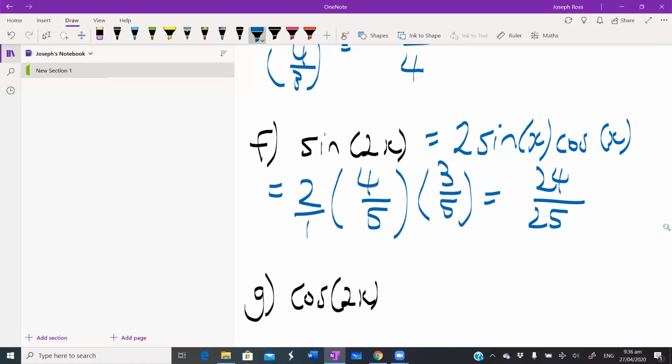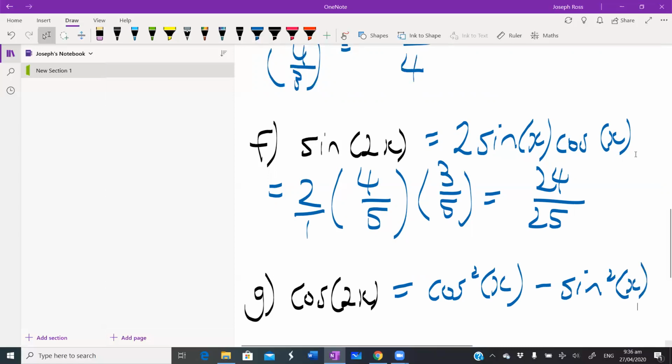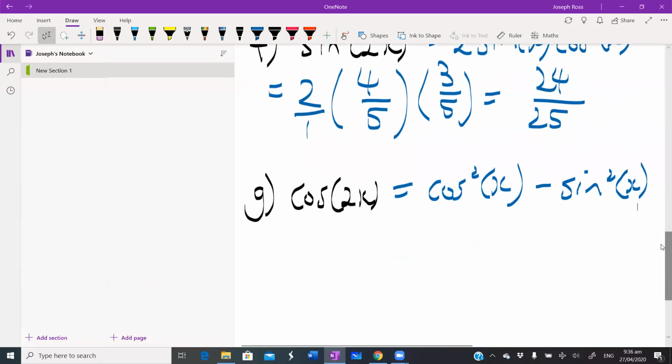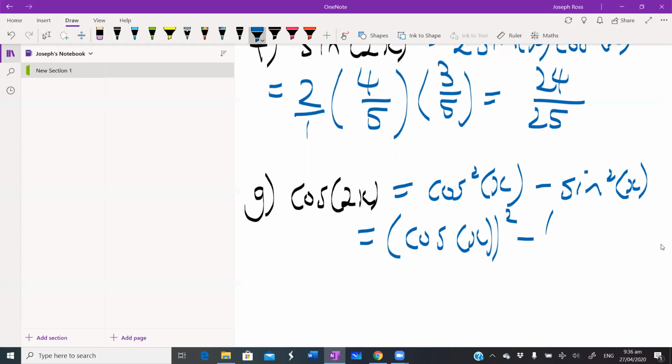And cosine of 2x, we have a formula for that as well, which is going to be cosine squared of x minus sine squared of x, from the formula sheet. And this cos squared x and sine squared x is a shorthand way of writing the whole cos of x in brackets, and that's squared, and same thing for sine of x. So we've got cosine of x, that value squared, minus sine of x, that value squared.